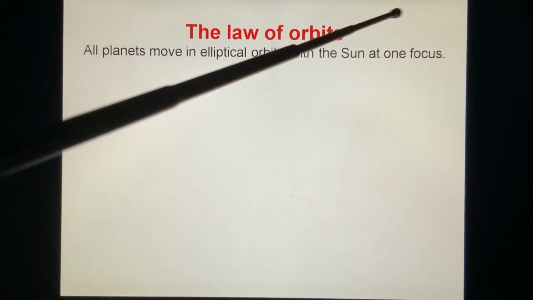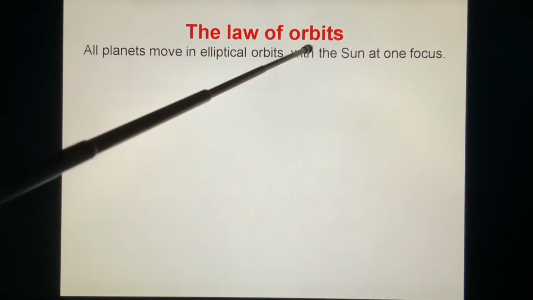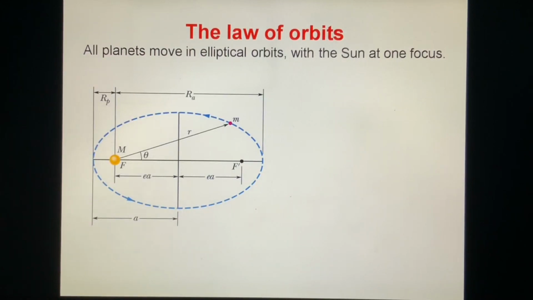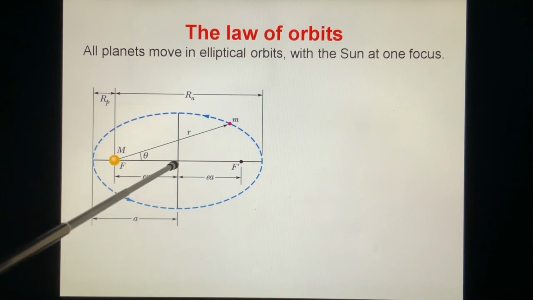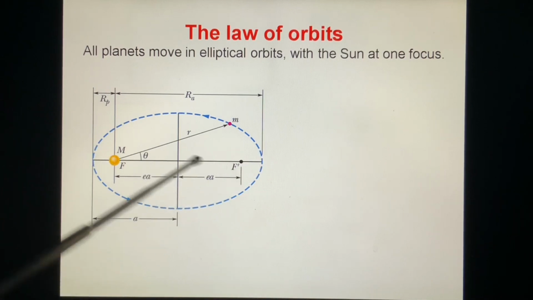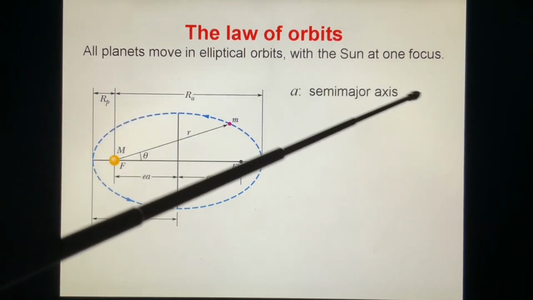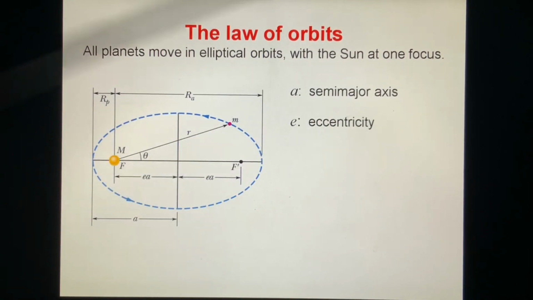The law of orbits. All planets move in elliptical orbits with the sun at one focus. This is an observation. This is an ellipse, and this is the sun at its focus. This is the semi-major axis a. This is the focus, c, where c equals ea. a is the semi-major axis, and e is the eccentricity, equal to c over a.